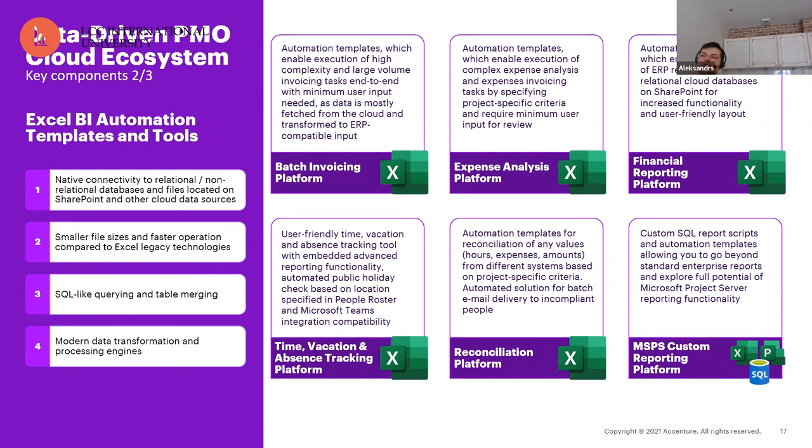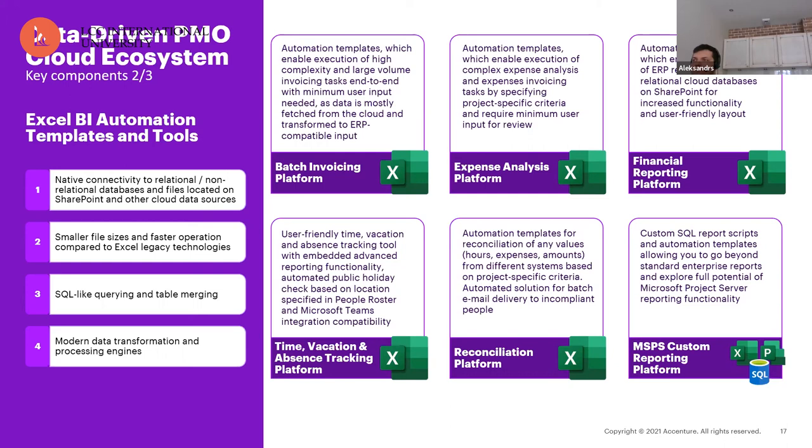So what could it be? It could be a batch invoicing platform, which basically populates data from the database. For example, if you are using time and materials invoicing, it would then load person rates and other attributes by you just providing a person name or a person ID. So how it works, you basically just enter a name and amount of hours, and the rest of the data is then loaded automatically from the database.